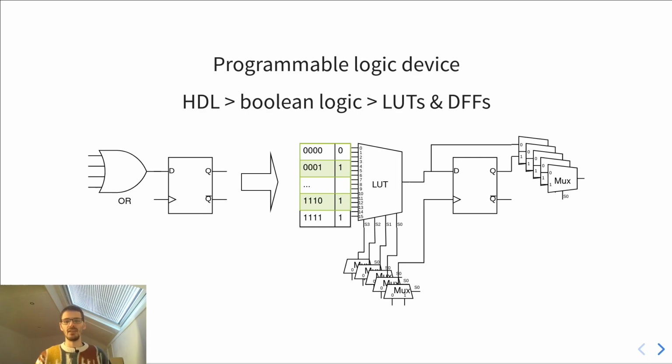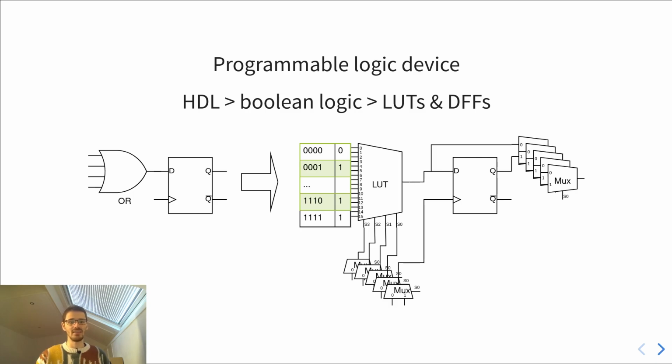Basically, an FPGA is a programmable logic device where you take a hardware description language and then first go to Boolean logic and then to lookup tables and data flip-flops. I've sort of visualized this here where you first do the synthesis and then you get these logic gates. These logic gates get turned into a lookup table for the logic functions. And these get connected with lots and lots of multiplexers. And as we'll see later, actually most of the FPGA is just multiplexers inside.